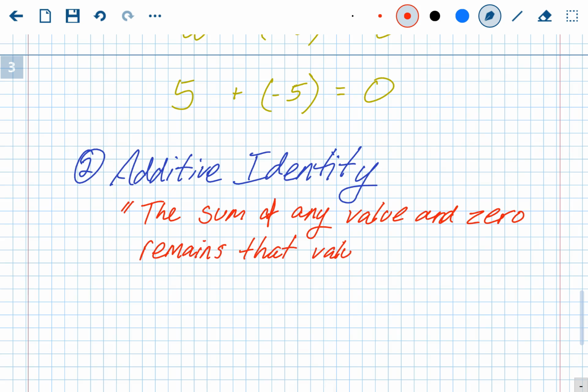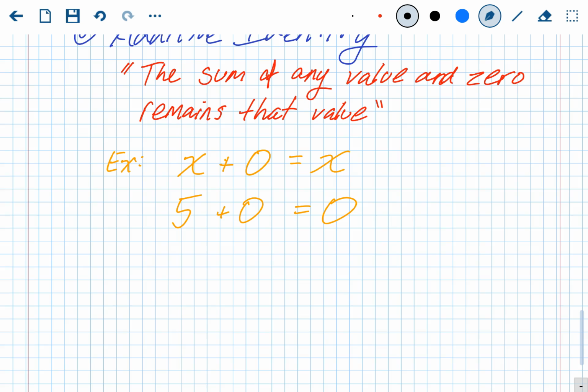And again, this is really basic stuff here. x plus 0 is x. 5 plus 0 is 5. That one's easy. So again, identity properties always ask, how does that value stay the same?